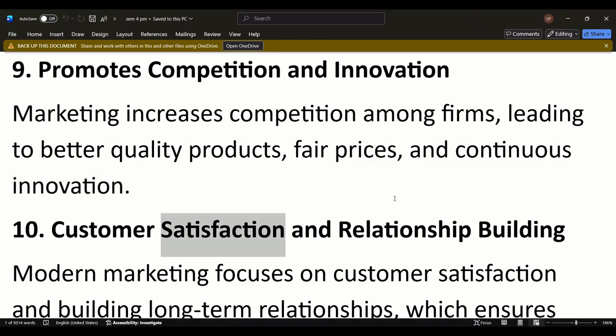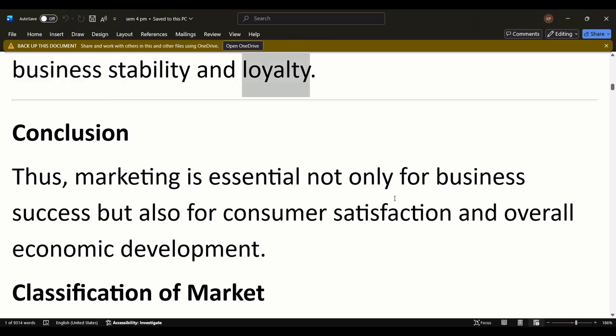10. Customer satisfaction and relationship building. Modern marketing focuses on customer satisfaction and building long-term relationships, which ensures business stability and loyalty. Conclusion. Thus, marketing is essential not only for business success but also for consumer satisfaction and overall economic development.